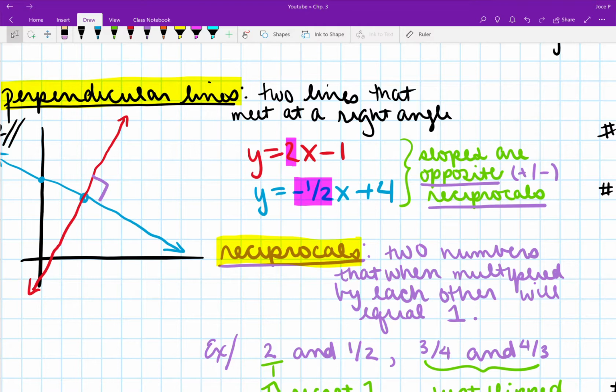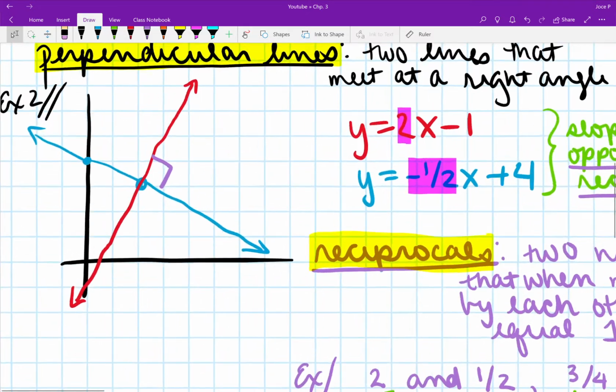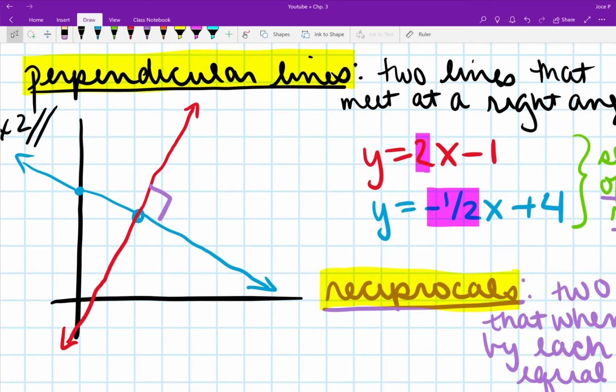Just like the slopes for parallel lines were the same, the slopes for perpendicular lines are going to be opposite, meaning negative reciprocals. I'll say that again. The slopes for perpendicular lines are going to be negative reciprocals. Now, let's look at this example. Taking it a little slow because this is a lot to grasp at first. Here are our two examples of perpendicular lines. Y equals 2x minus 1. Then we have y equals negative 1/2 x plus 4.